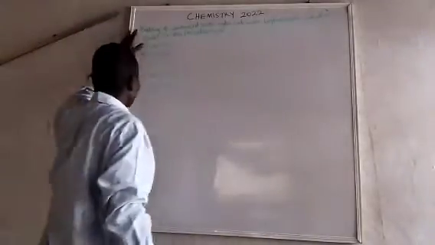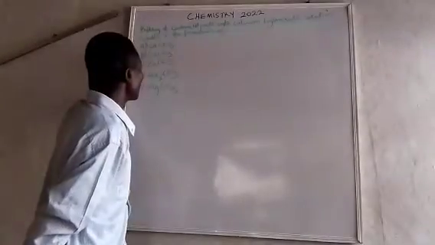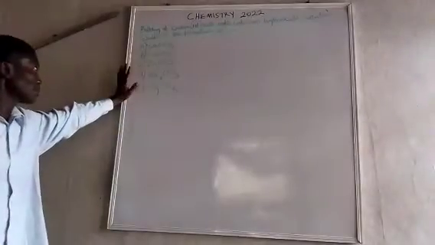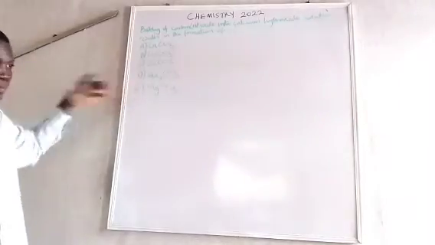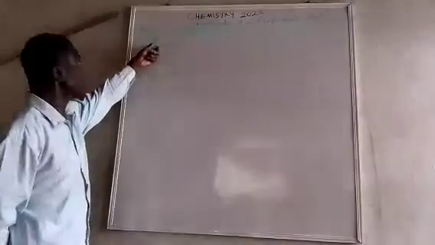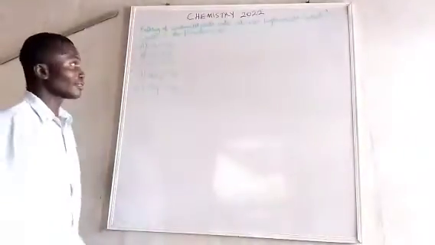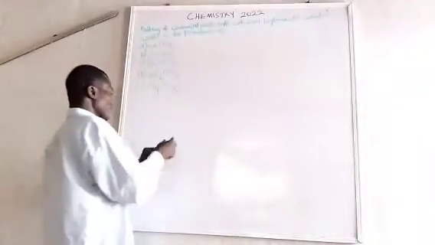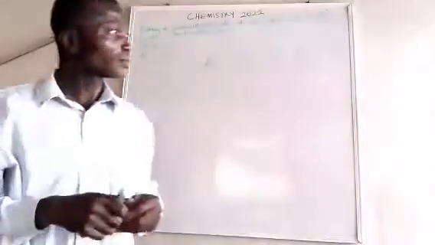So we have this question. Bubbling of carbon dioxide into calcium hydroxide solution results in the formation of A. CaCO3, B. CuCO3, C. ZnCO3, D. Na2CO3, E. MgCO3. This one is a no-brainer. No other elements are there. We have only calcium, carbon, oxygen, and hydroxide ion. So the only answer is A, calcium carbonate.